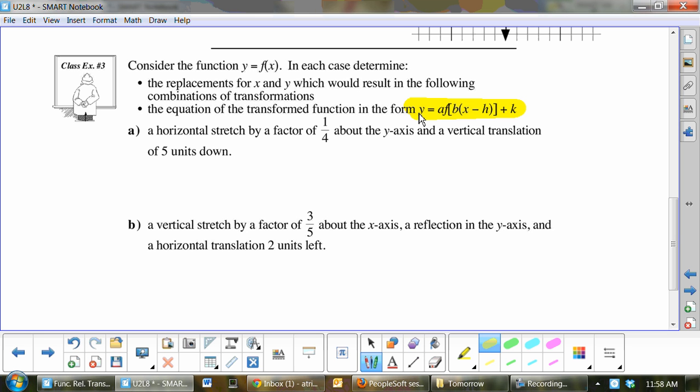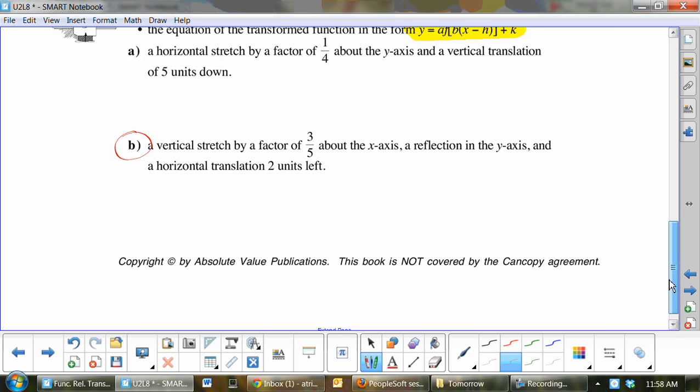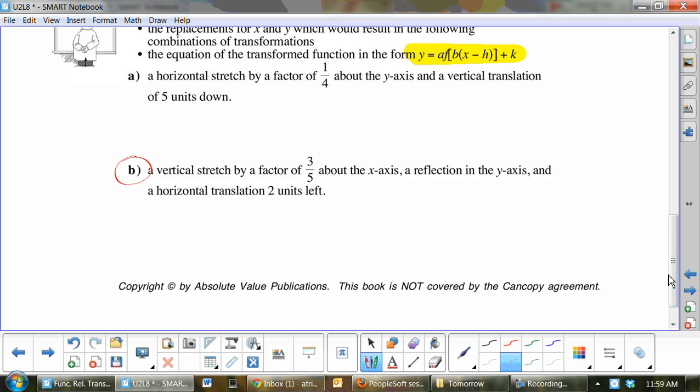Now, what we're going to do is we're going to take y equals f of x, and we're going to do b, and we're going to get it into that form. Now, you guys are all good at these, so I'm not doing these anymore. I am going to ask all you to be able to give me all this information. Okay? So be ready. First thing, a vertical stretch by a factor of 3/5 about the x-axis.